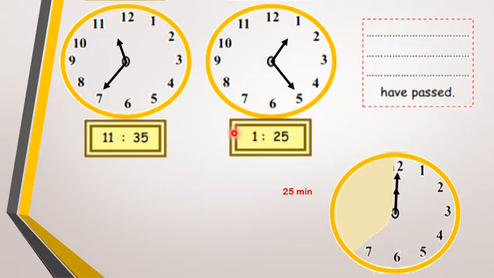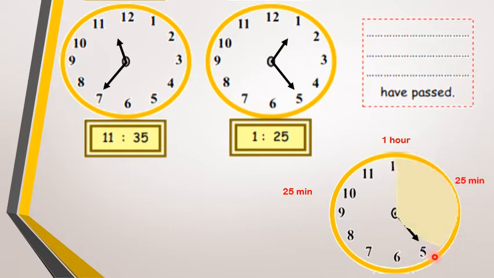Let's calculate how many hours passed. So the short arm will move to the next hour. It will be on 1, and this means the long arm moved the whole circle. So a whole hour and a half passed. Now I have the hours calculated. I will calculate the minutes. It's 25, so the long arm will be on 5. So this is 25 minutes.